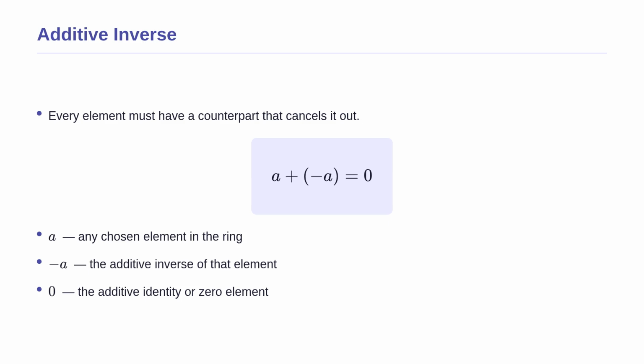Moving on to the next requirement, we have the rule for the additive inverse. This rule ensures that every element has a negative counterpart. For every item you pick, there must be another specific item in the set that cancels it out perfectly. In our formula, A is the element we choose, negative A is its inverse, and 0 is the additive identity. When you add an element and its inverse together, they must bring you exactly back to the 0 element. This is a crucial property because it is what allows us to perform subtraction within the ring.